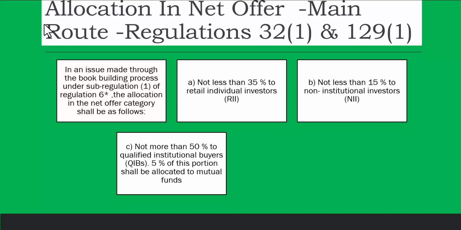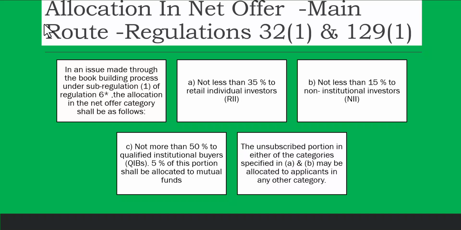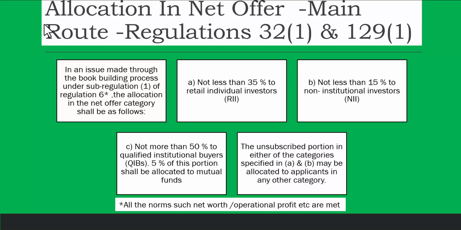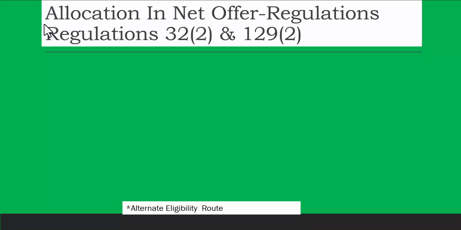In an issue made through the book building process under sub-regulation 1 of regulation 6, okay, which says what? All the norms such as net worth and operational profit are met. So the company is already in existence and it has met all the profitability norms and asset norms. Not less than 35% to retail individual investors. Okay. So 35% should be offered to retail individual investors. Not less than 15% to non-institutional investors. Not more than 50% to QIBs. Okay. When the lottery happens, NIIs will compete with NIIs only.